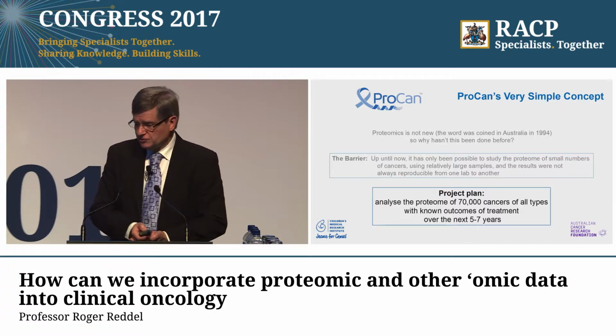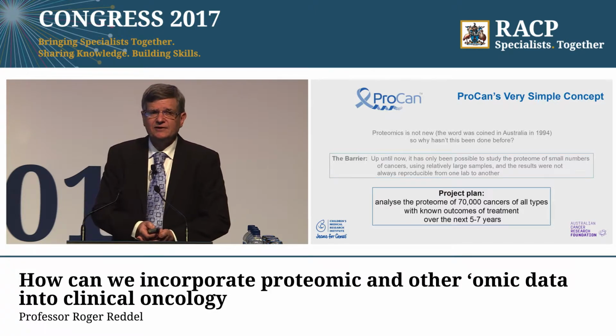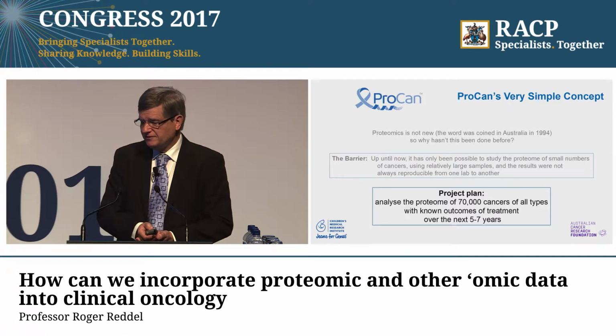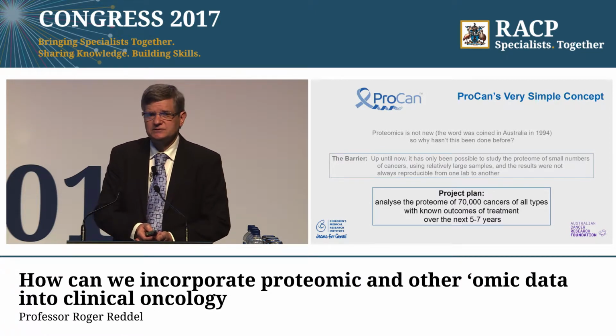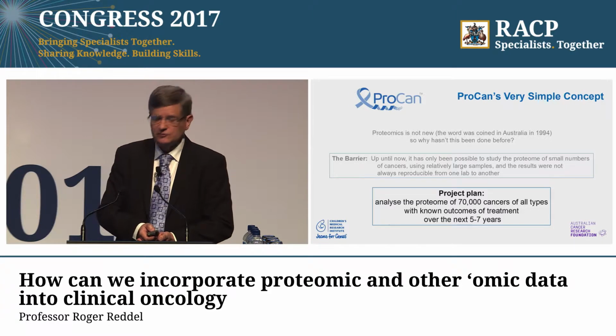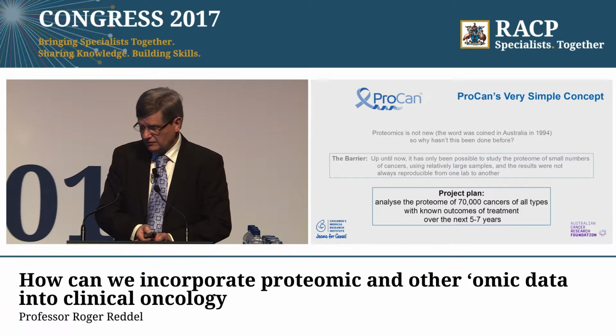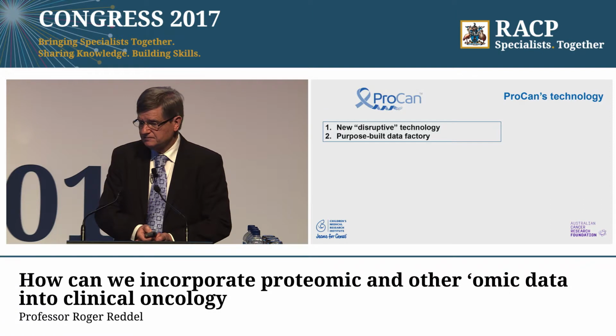Using a new technology, our plan is to analyze the proteomes of 70,000 cancers of all types. So this is not just pediatric, but mostly adult, for which the outcome of treatment is already known, and to do this over the next 5 years so that we can build the global database that the outcome requires.